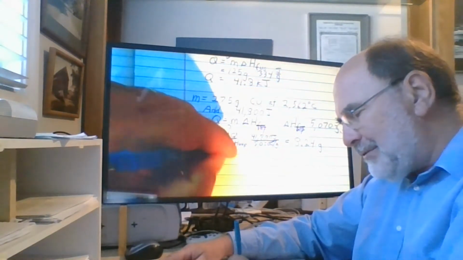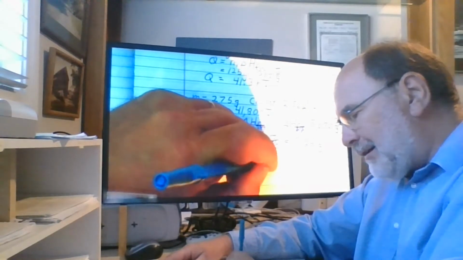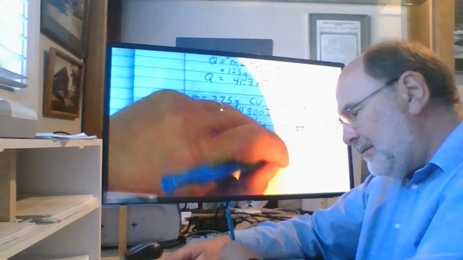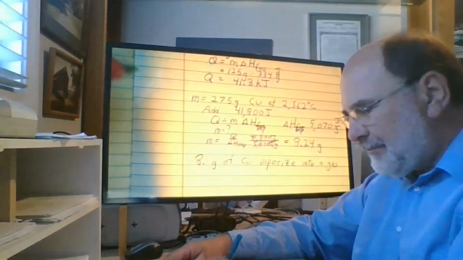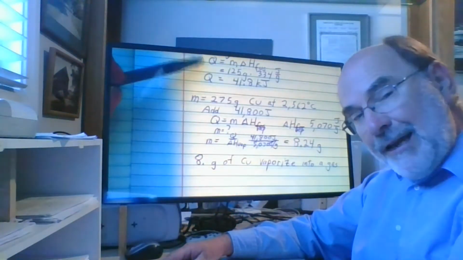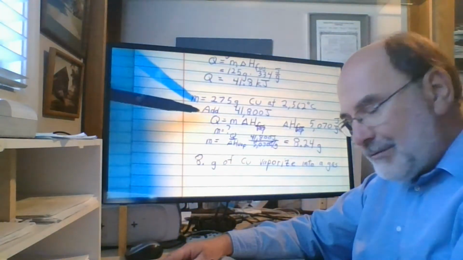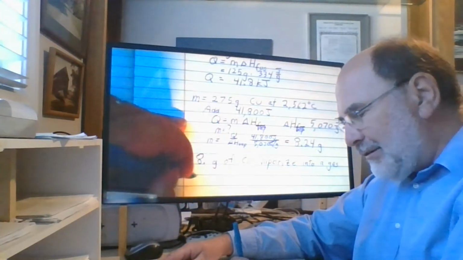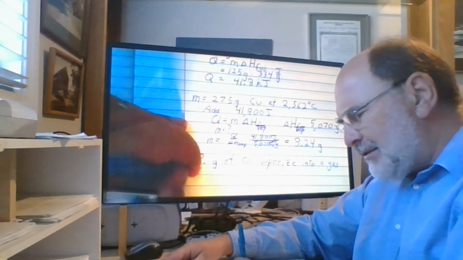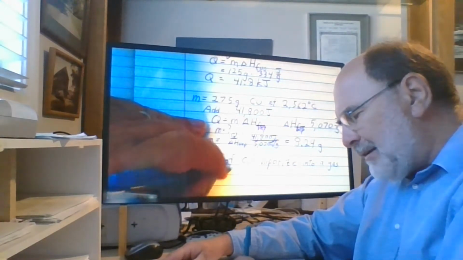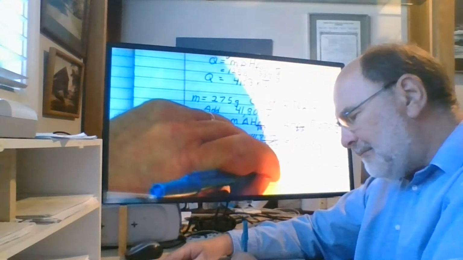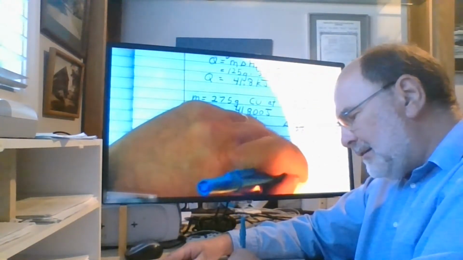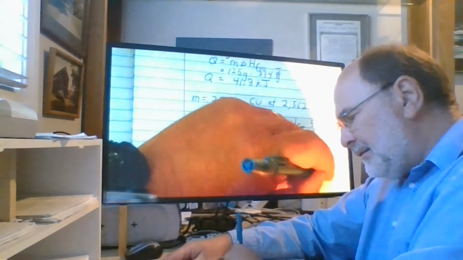8 grams of copper vaporized into a gas. And so now subtract those 8 grams from the 275 that I started with, and you have 267 grams of copper remain in liquid state.